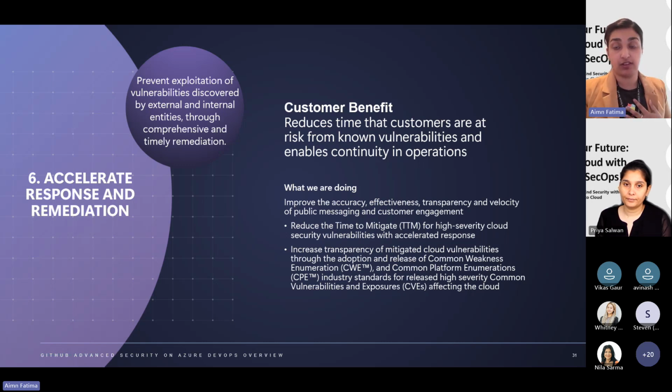So our customers' trust is very, very important for us. So we make sure that we update our customers and messages to customers are clear, quick, and honest. We also aim to reduce the time to mitigate for high severity cloud security vulnerabilities, and we increase transparency by adopting the industry standards mentioned in front of you on the screen.